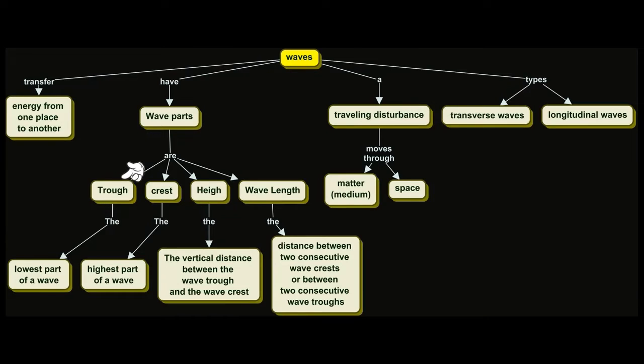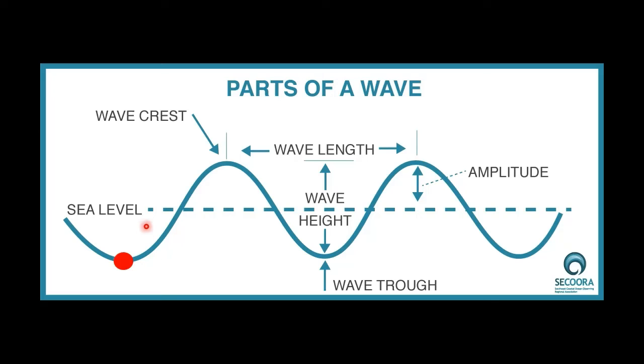In understanding the different parts of waves, we will consider here the transverse wave. First is what we call the trough. The trough is actually the lowest part of a wave. Now, this is an example of a transverse wave, and this is the neutral horizontal line, and the lowest section of such wave is called a trough. This is another wave trough.